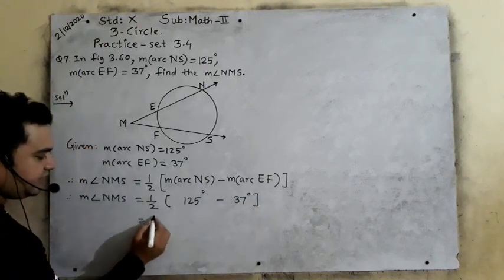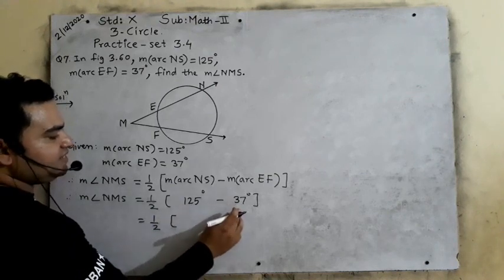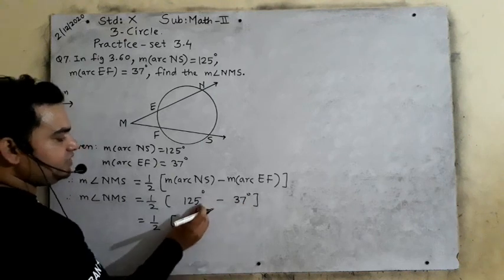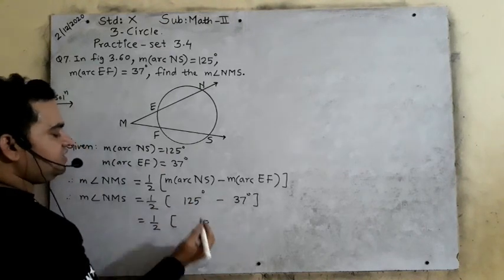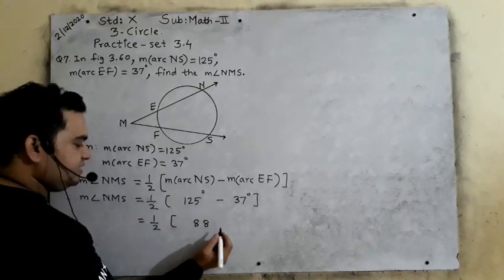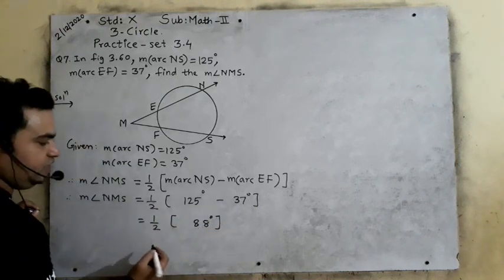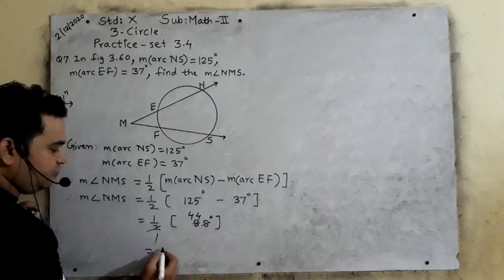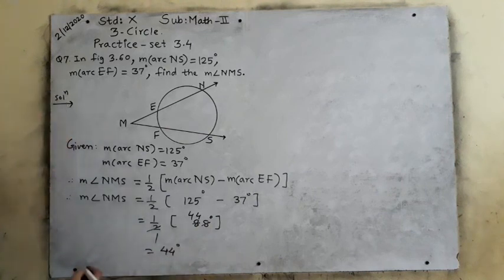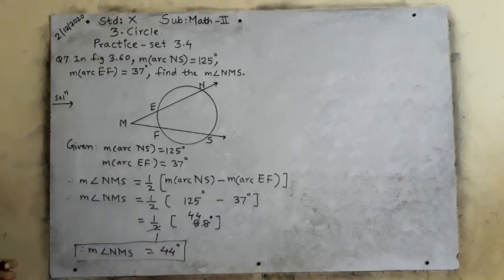Okay, so now we will subtract first over here, 125 minus 37. See, 5 minus 7 is not possible, so 15 minus 7 is 8. Here 11 minus 3 is 8. So 88 degrees will remain, right? Now there is half of 88. Just tell me here, 2 ones are 2, 2 fours are 8, 2 fours are 8. So what remains here is 44 degrees. So we will say therefore angle NMS is equal to 44 degrees. I hope you understood here.